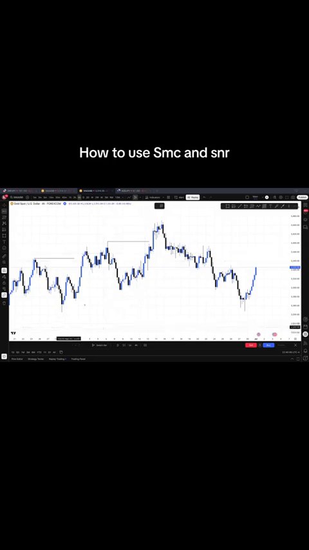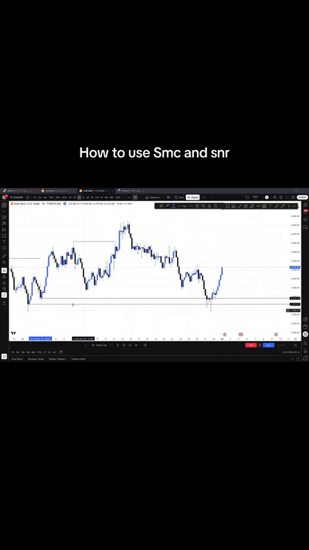And the next valid level I saw was this 4 hour support, as well as this other 4 hour support here. So basically I had to just wait for price to come and react at these levels and give me buying confirmations, basically market structure shift, liquidity, and POI.